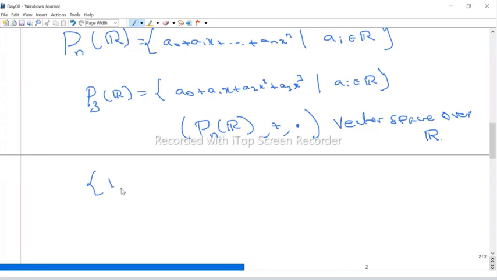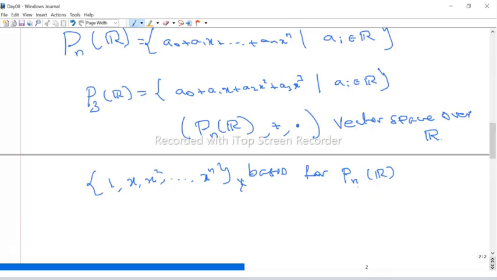If you take 1, x, x square, etc., up to x power n, these form a basis for this Pn of R. Actually, this basis is called the standard basis.